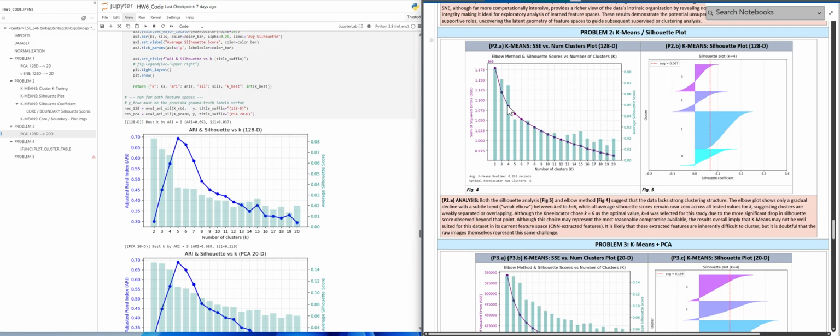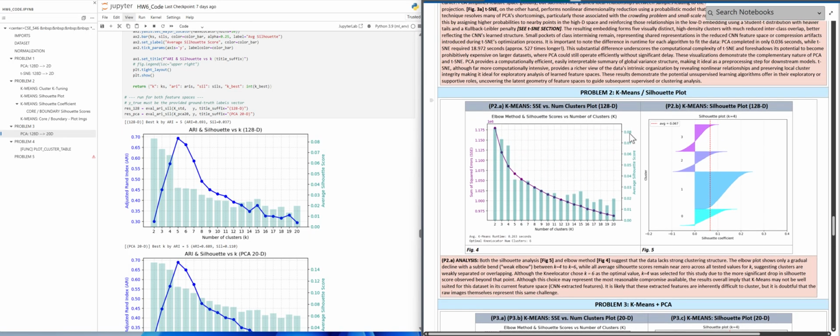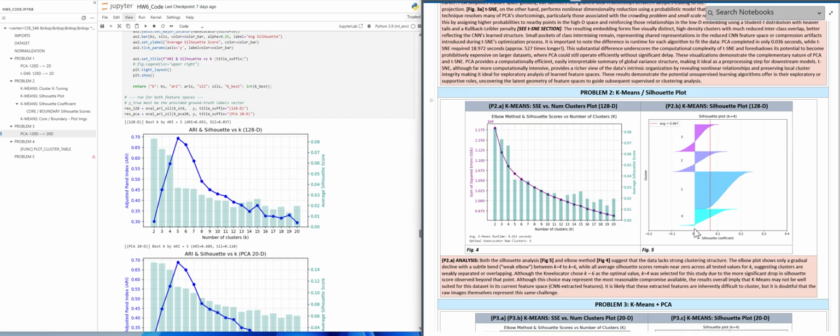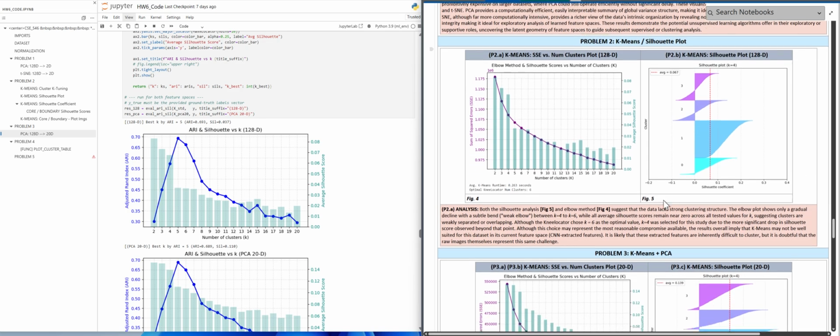But the silhouette score I tended to think was more important because it describes the cohesion of the clusters and the separability of the clusters, and the way that it is calculated and what it means for the clusters themselves.